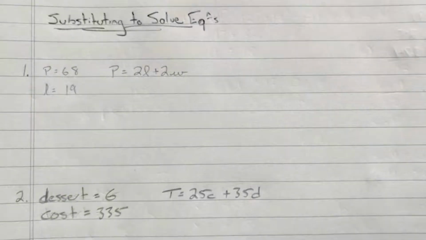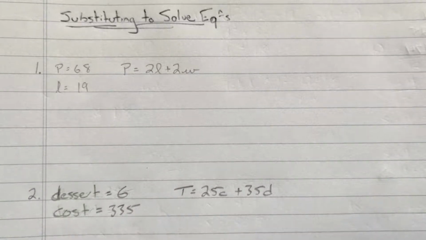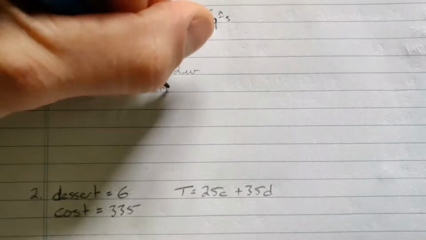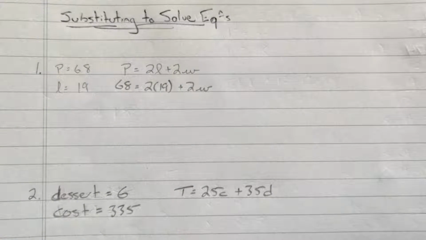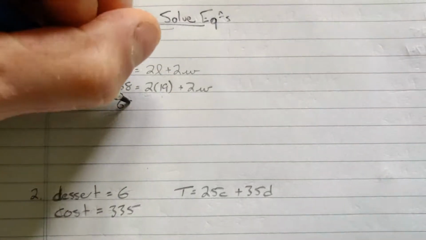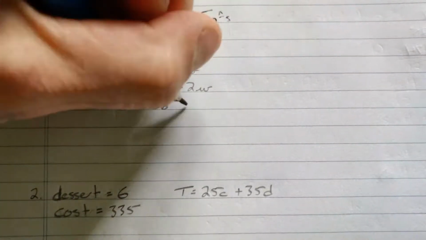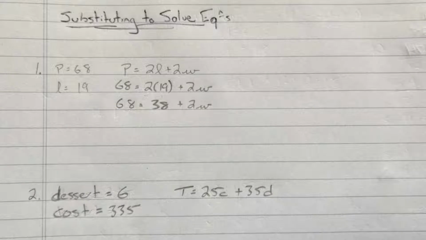So I've already set this one up here. There's our perimeter of 68. There's our length of 19. What we do to start this, we just fill in the formula with those values. So P equals 68, 2 times the 19, which is our L, plus 2 times the W. Now in this case here, we have 2 times 19. We can actually calculate that now and get rid of that multiplication. That'll just clean up this equation, make it a little simpler for us to work with. So 2 times 19 is going to give us 38, and then our plus 2w. So now we have 68 equals 38 plus 2w.